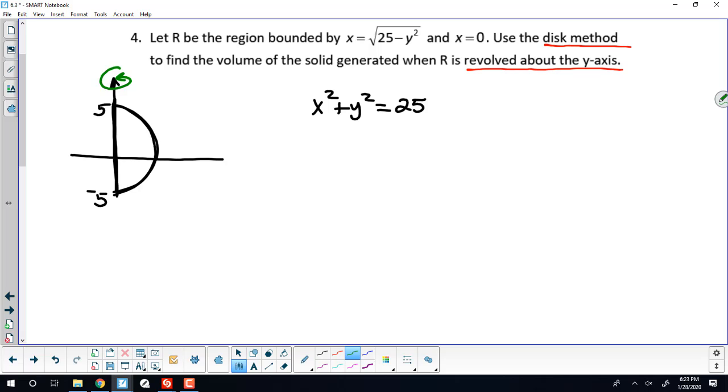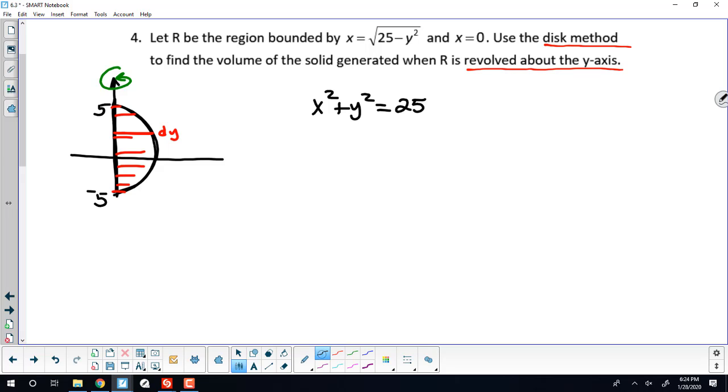Now, we're rotating around the y-axis. If we're using disks, our disks have to be perpendicular to the axis of revolution. So all of our disks are going to look like this. Once we revolve them, we'll just focus on that one in particular. So that tells us that we have to integrate with respect to y. And our y's actually range from -5 to +5, right? Those are the y values that give us that entire region.